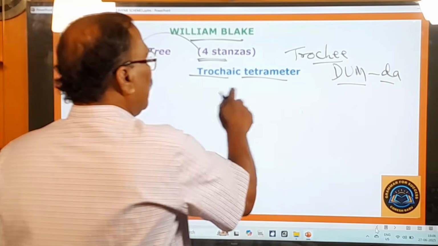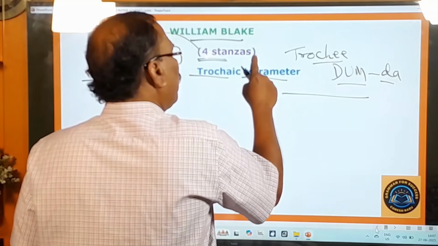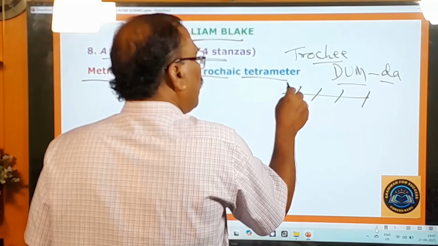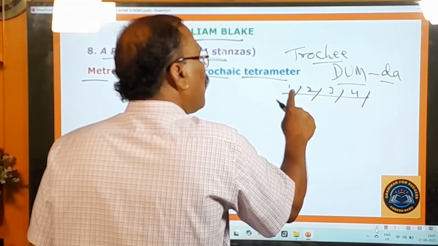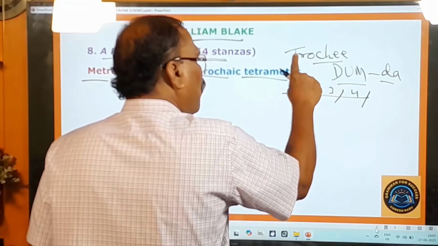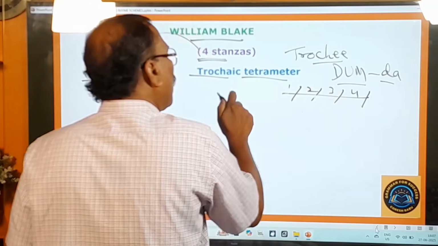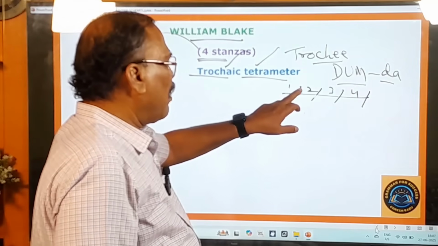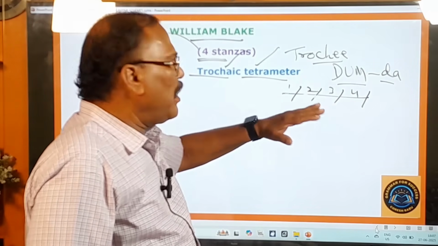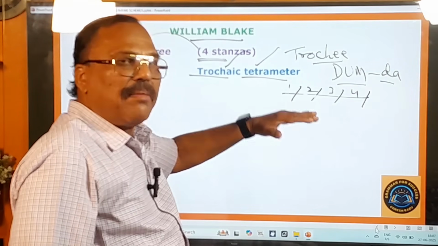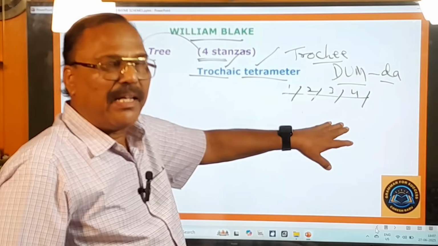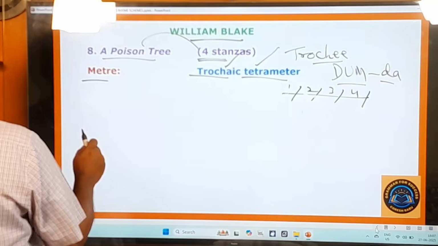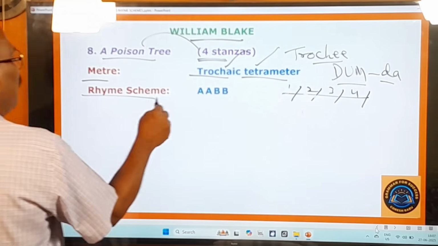But since in that given poetic line there are four metrical feet, for example 1, 2, 3, 4, four trochaic feet are there, four trochees. Therefore, it is called trochaic tetrameter. Trochee: dum da, dum da, dum da, dum da. In this way, four trochaic metrical feet will be there in one line, and therefore that is called trochaic tetrameter. And the rhyme scheme followed in this is A A B B.